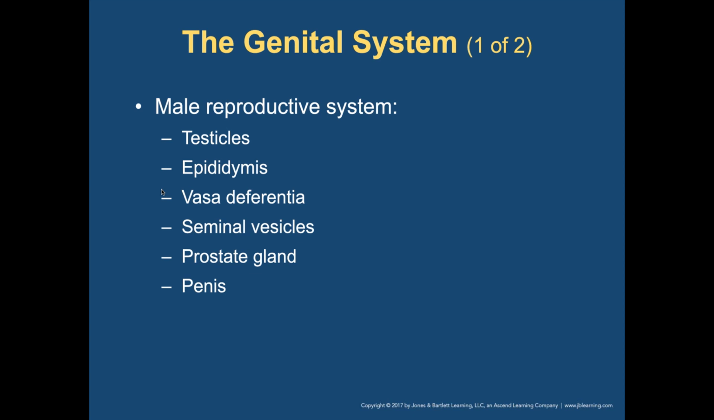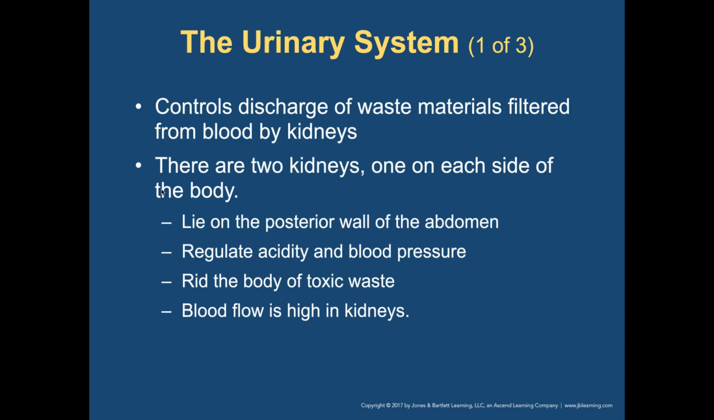Anyway, moving on. For your genital system, we'll talk about the males first. The abdominal space also holds your reproductive organs. For the males, we have the testicles, the epididymis, vasa deferentia, seminal vesicles, prostate gland. You have your penis. For the females, you have ovaries, you have your fallopian tubes, uterus, cervix, and vagina.